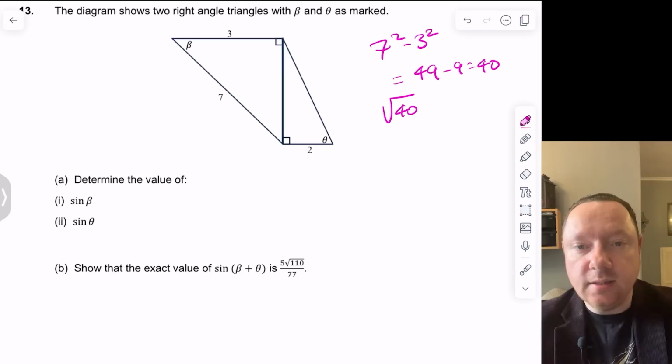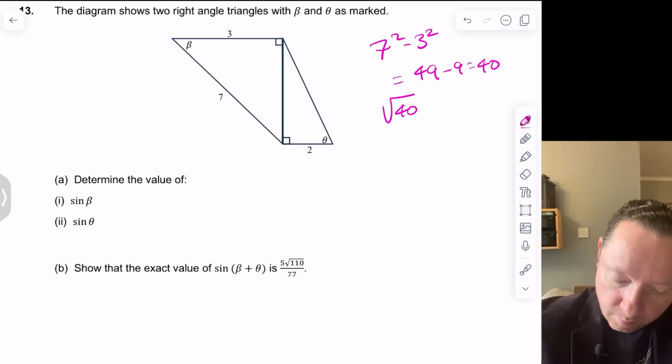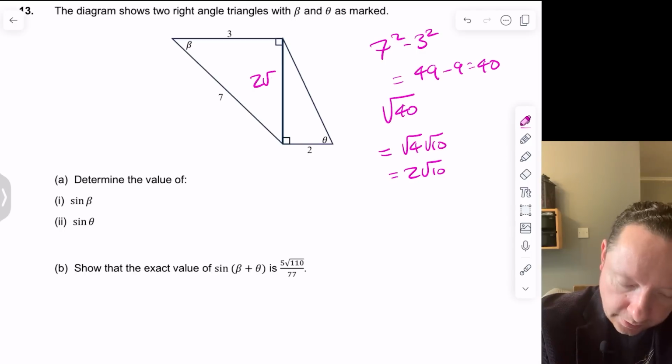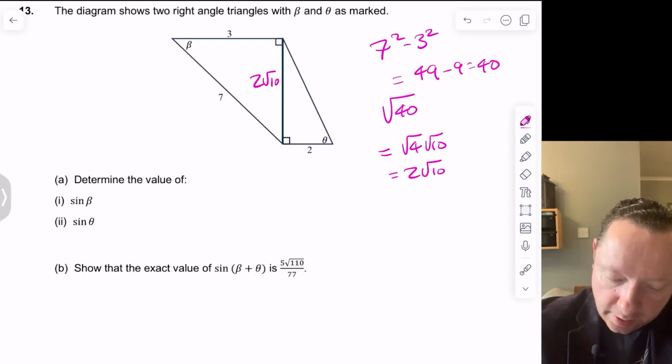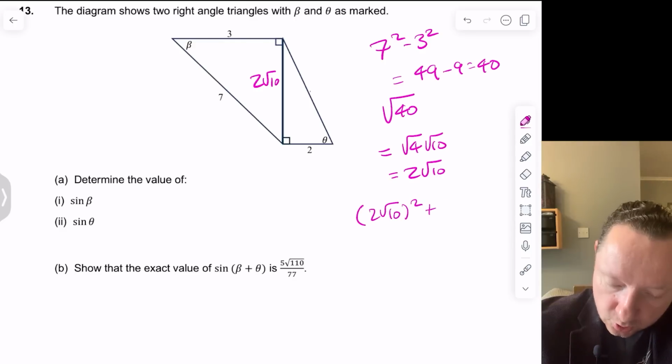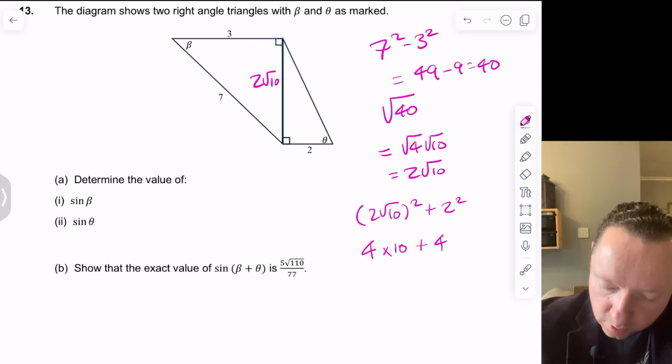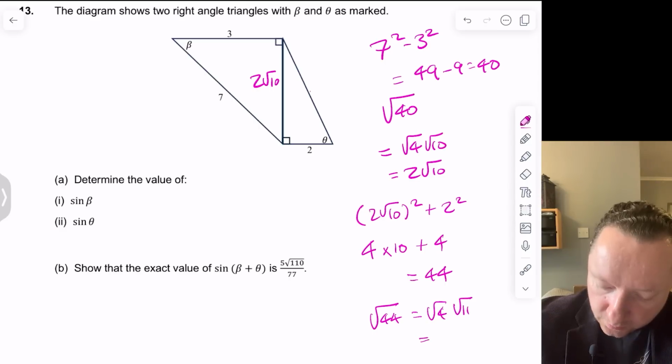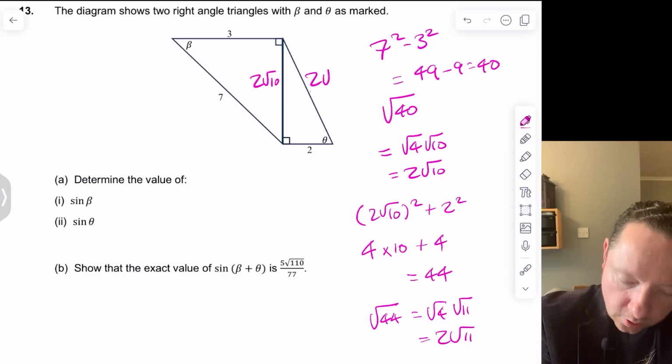Now it's probably best to simplify such to make your life easier later. So root 40 is root 4 root 10. So that's 2 root 10. So I get 2 root 10 here. And now we can do the same to get the hypotenuse. We've got 2 root 10 squared plus 2 squared. Well, that's 2 2s are 4, root 10 times root 10 is 10, plus 2 2s are 4, so that's 44. So we get the square root of 44, which again we can simplify, root 4, root 11, 2 root 11. So we get 2 root 11 here.